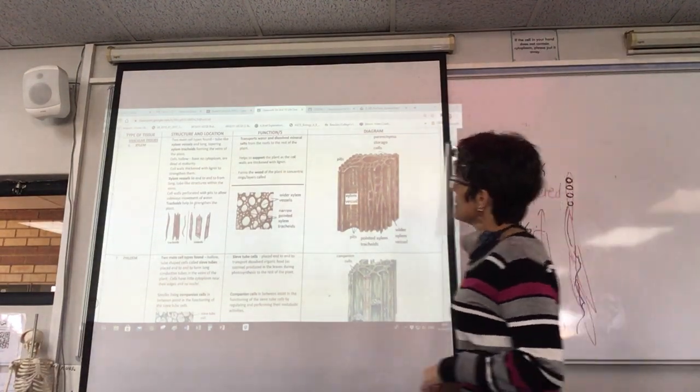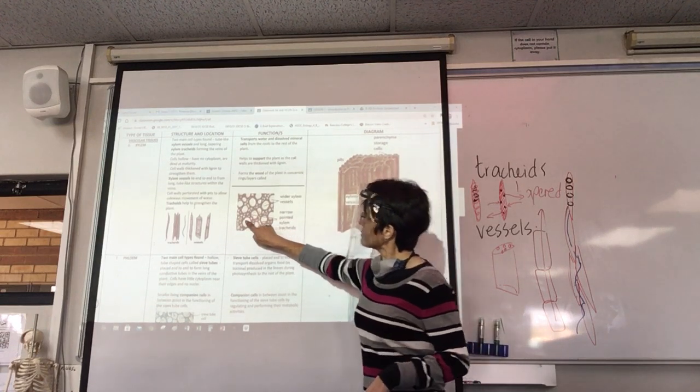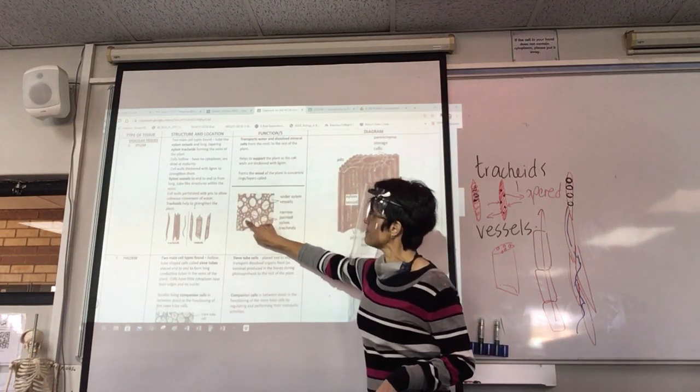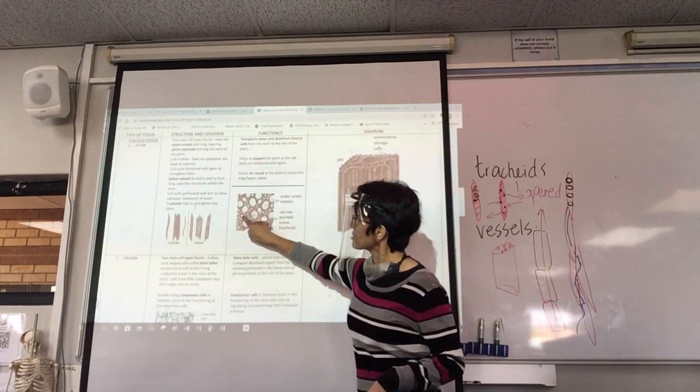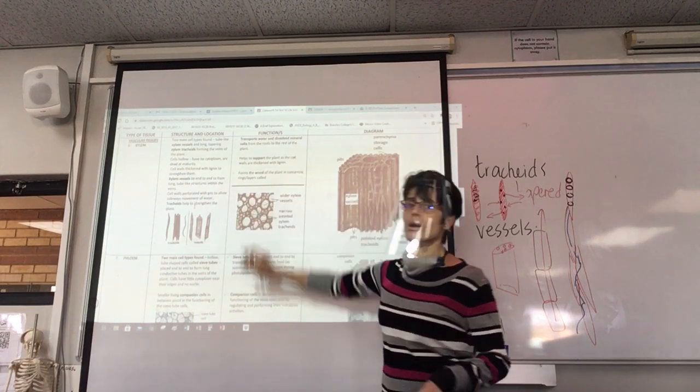All right. So this is a cross section, and you can very easily see the wider vessels and the thinner little tracheids in between, and they're hollow.